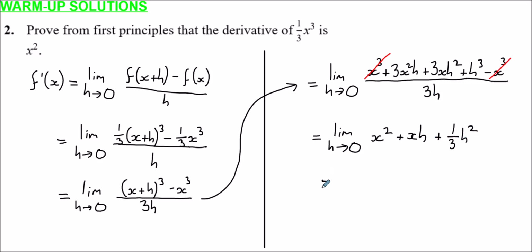So as h goes towards 0, xh will go to 0 as well. H will pull it down to nothing, and h squared will become close to 0 times 0, which is 0. And so these two terms at the end will vanish to nothing, and we're just left with x squared, which is exactly what we wanted to prove. So the limit of the derivative function, the gradient function of 1/3 x cubed, is x squared.